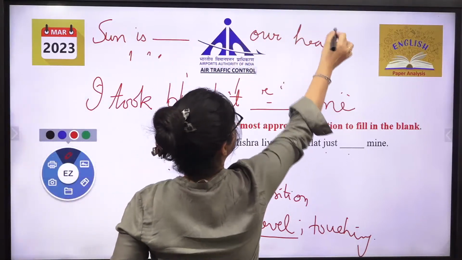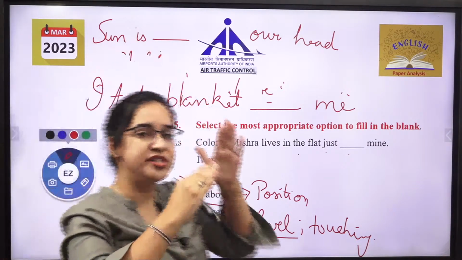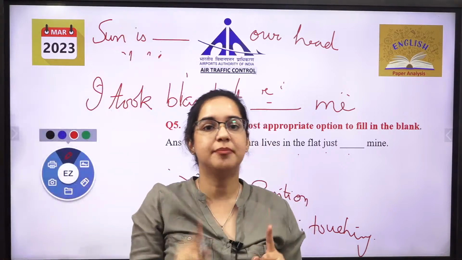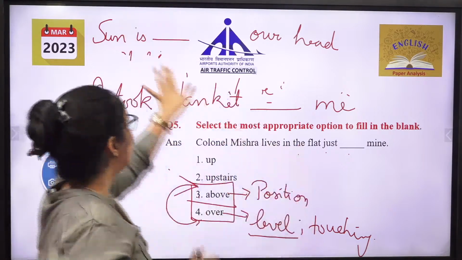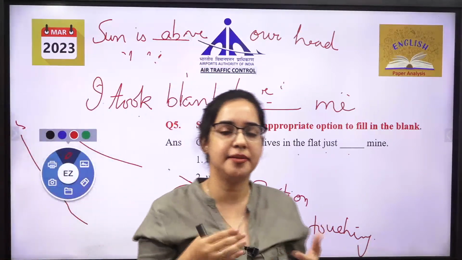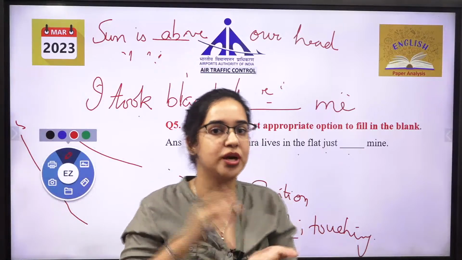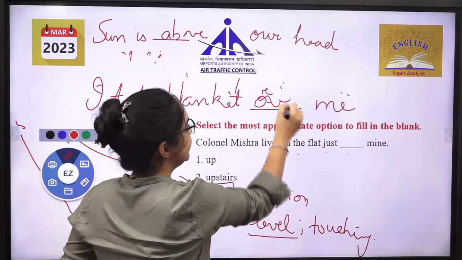What will be there? Sun के लिए क्या use होगा? Above. Now that is the difference. Sun जो है position में हमसे बहुत high है. So something that is high in position, we will go for above, right? And whenever we are taking a blanket, it can be anything, and it is lying on a body surface. Body surface से touch हो रहा है. That is why we are going with over.